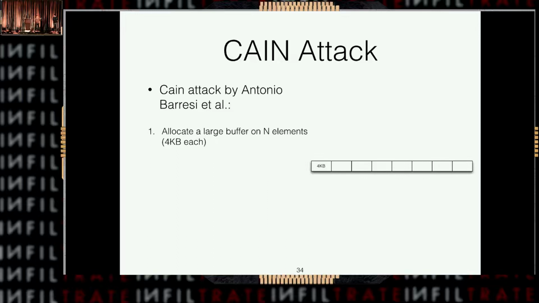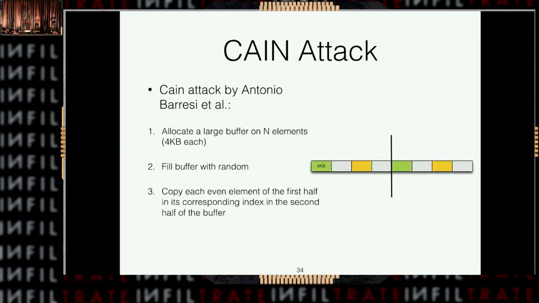First, you allocate a large buffer of n elements, where each element is 4 kilobytes. You fill the buffer with random data, and then you copy each even element in the first half to its corresponding index in the second half of the buffer. So the green goes on the green, and the yellow on the yellow.